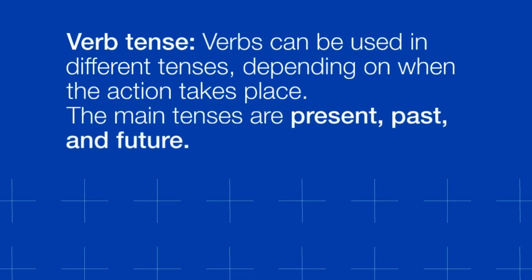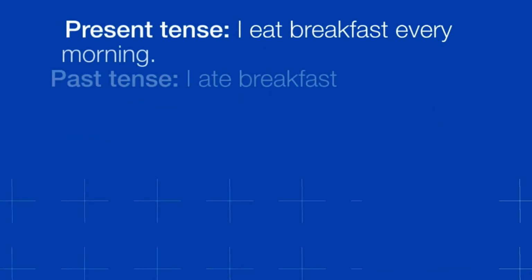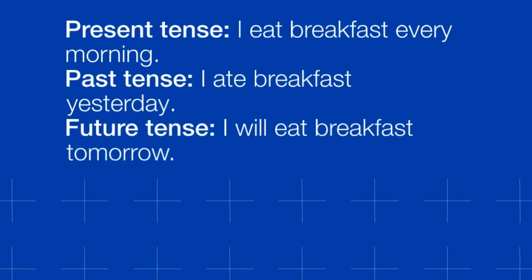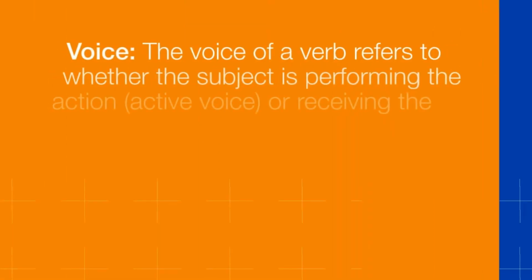Verb tenses: a verb can be used in different tenses depending on when the action takes place. The main tenses are present, past and future. Present tense means I eat breakfast every morning, and past, I ate breakfast, and future, I will eat breakfast tomorrow. And we are talking about tomorrow, future.